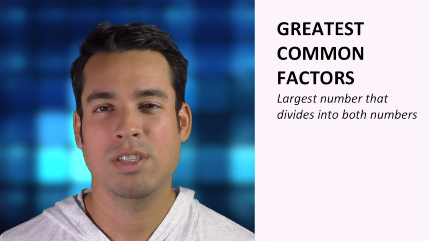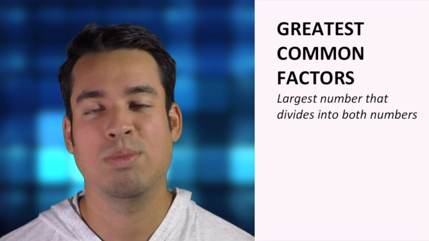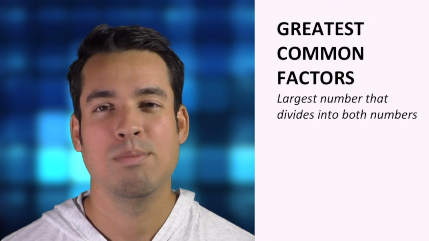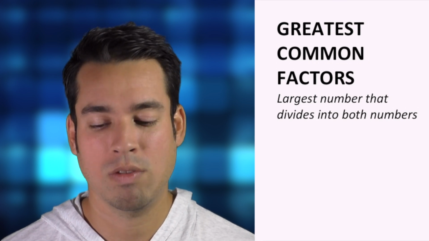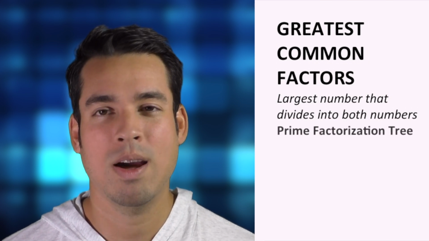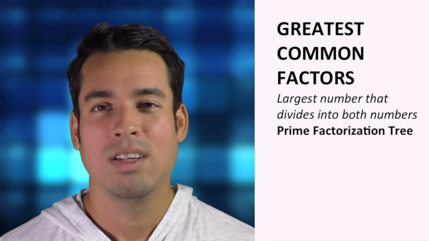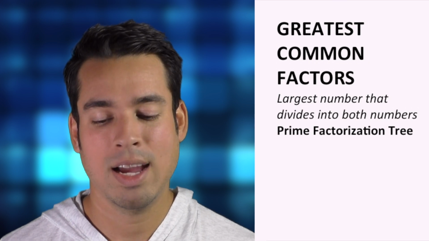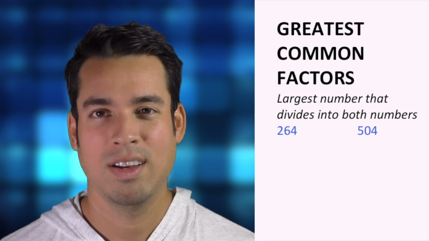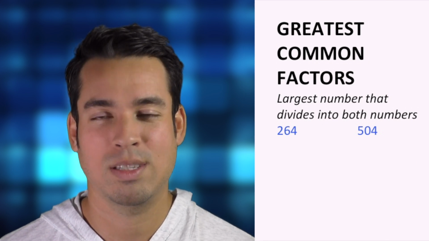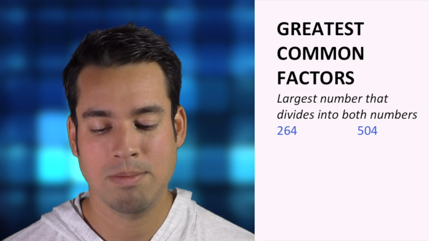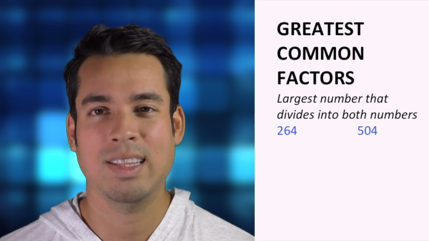Now I'm going to give you another example of finding the greatest common factor, but for two really big numbers, okay? Because this becomes a little bit more difficult, a little bit more involved. When we have two big numbers, we're going to have to use something called a prime factorization tree. Let's say we have two numbers, 264 and 504. This is a little bit more involved than simply 24 and 18. So how do we tackle this?